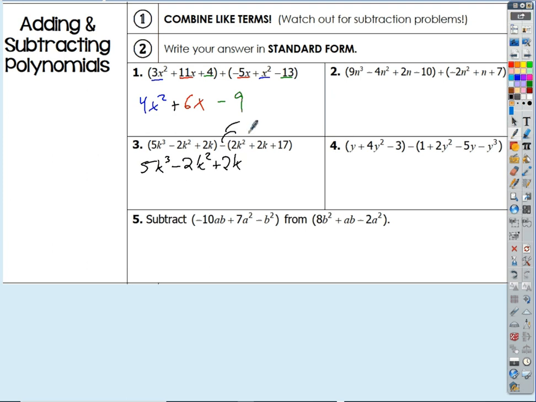And if I distribute that negative all the way through, what am I going to get? 0, minus 2k squared, minus 2k, minus 17. So once again, if I just add up like terms, I've only got one k cubed term, so I get 5k cubed. Now, negative 2k squared minus 2k squared, those add, don't they? So how many k squareds is that?